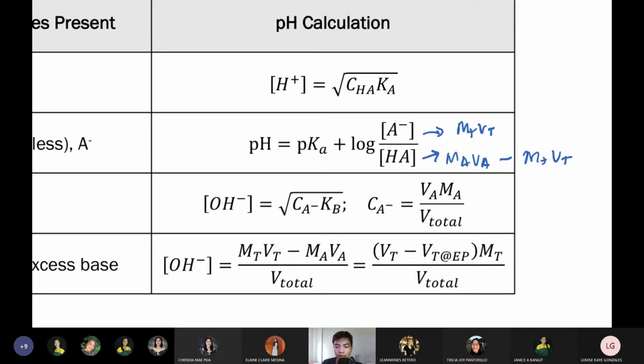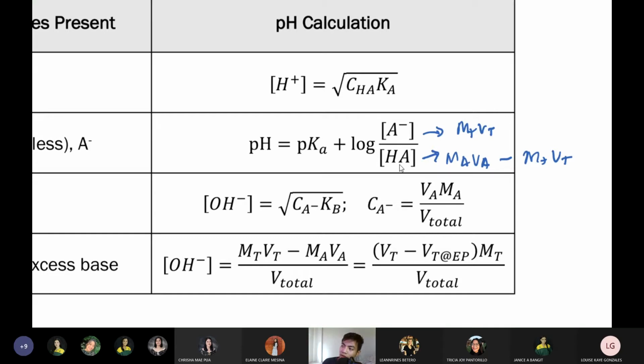Na-produce yan nung nagdagdag ka ng titrant, no? To be specific, hindi siya technically galing sa taas. Na-produce siya because you added titrant. Let me clarify myself. So, since we added titrant, the amount of conjugate base added nagko-correspond siya with the amount of the titrant added. Kaya yun yung equation natin.